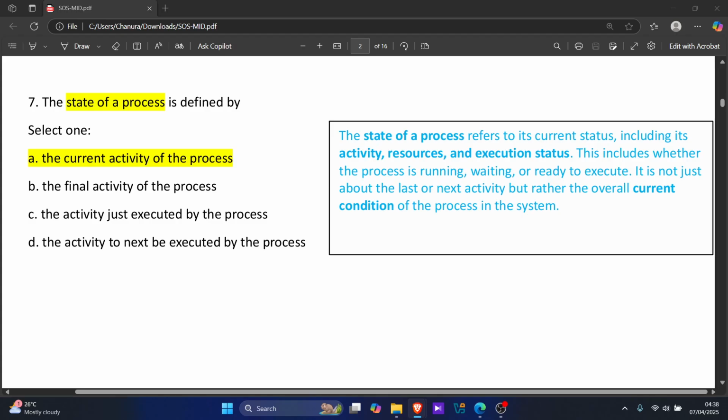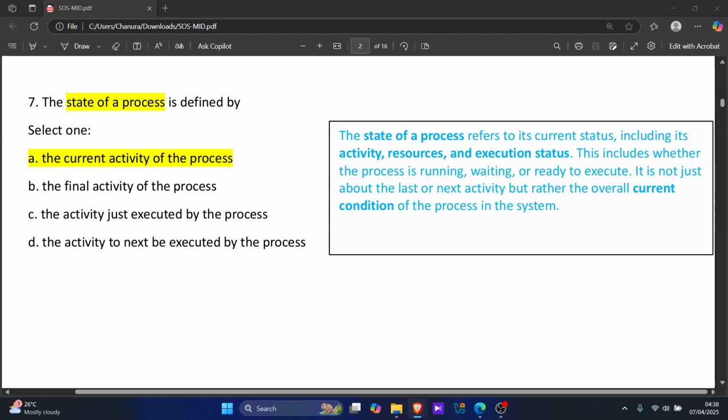But the other aspects like resources and execution status are also part of the state, but the options don't mention those. The question is which one defines the state. The explanation says it's the current status including activity, resources, etc., but the options are all about activities. Maybe the answer is A, because the state is determined by the current activity, but the explanation says it's more than that. Wait, but maybe the options are simplified.